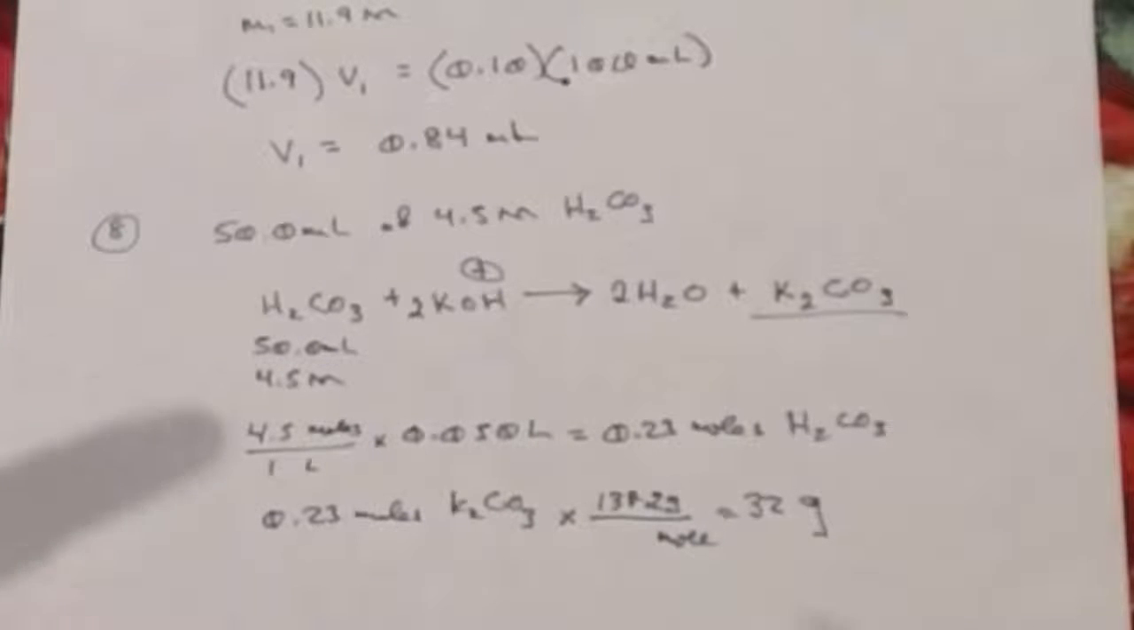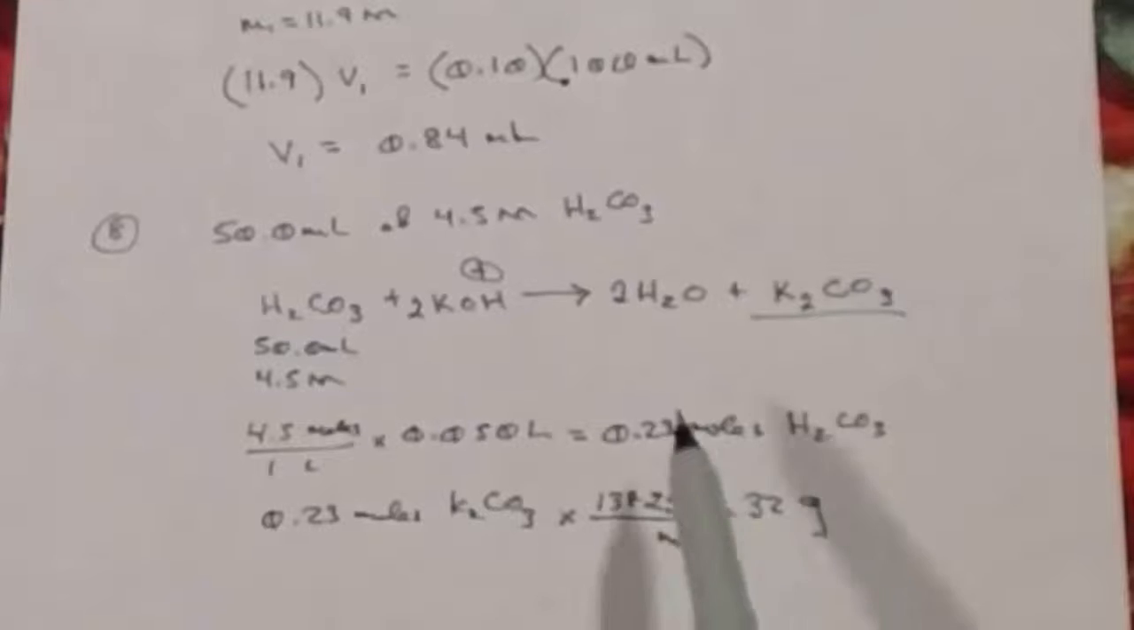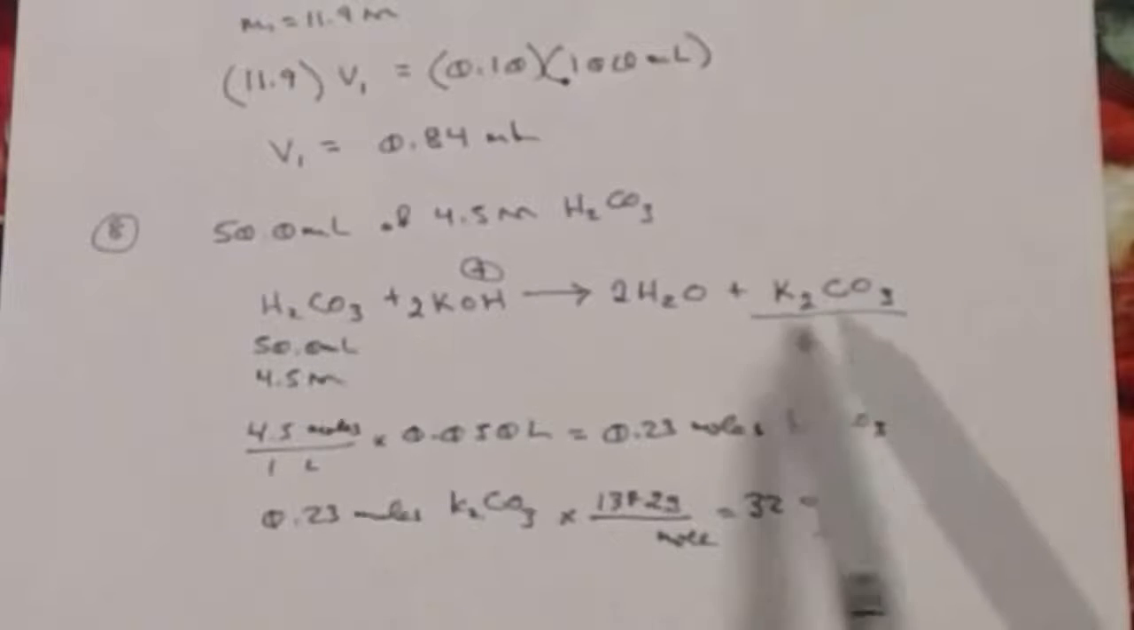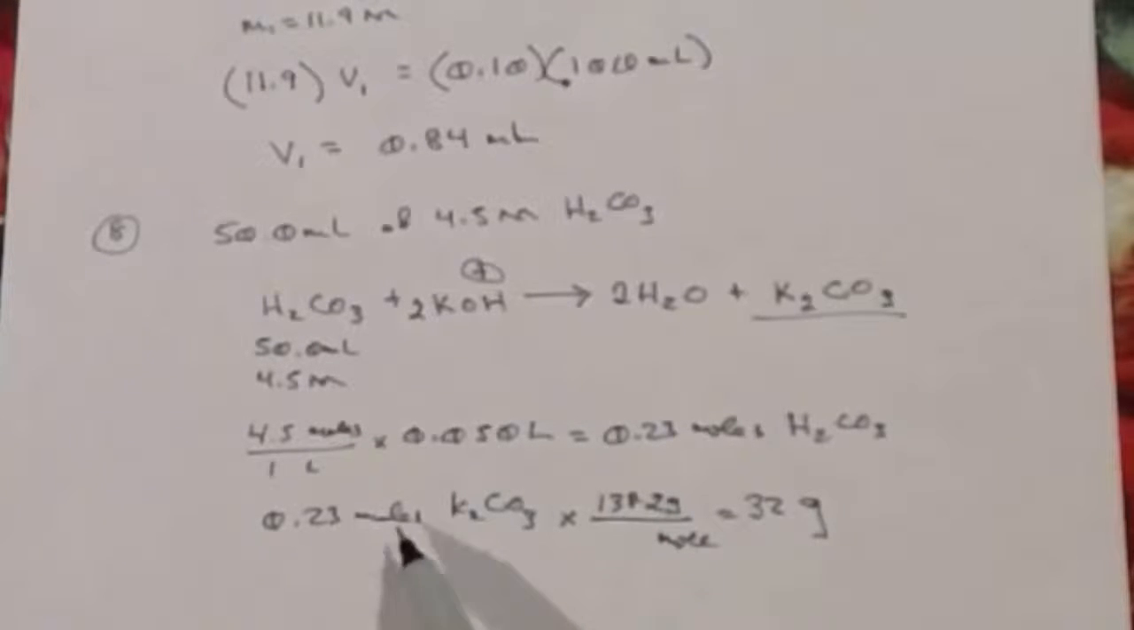So again, we went to moles of acid indirectly by taking the molarity times the volume, and that gave us moles. We use stoichiometry to relate how many moles of acid to how many moles of base, and we see it's a 1-to-1. Since I have 0.23 moles of acid, I must produce 0.23 moles of my potassium carbonate. If I've got 0.23 moles of potassium carbonate, and each mole has a mass of 138.2 grams per mole, that means that I have produced 32 grams of potassium carbonate.